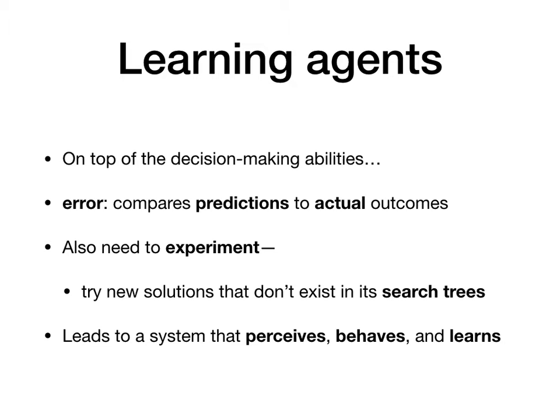So on top of the decision making, learning agents are able to understand error in the world. It compares its predictions about what will happen to actual outcomes. And it also has this ability to experiment. It's the idea that it tries new solutions that don't exist in its search trees by creating the possibility of, okay, I don't know what happens when I do this. Let's find out. So this leads to a system that perceives, behaves, and learns. That's pretty cool. And decides, right, of course.